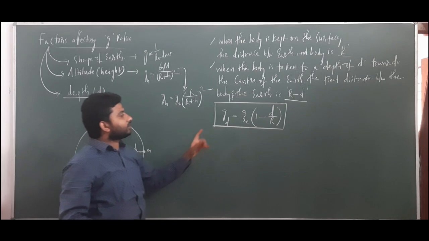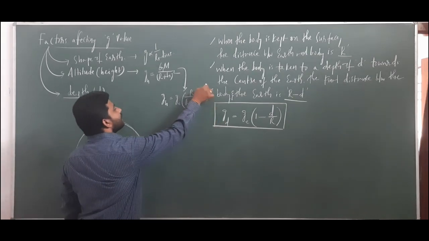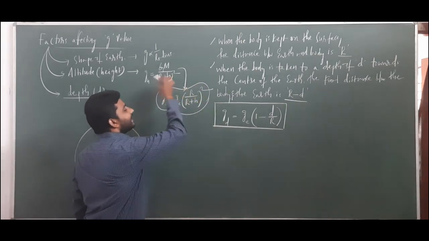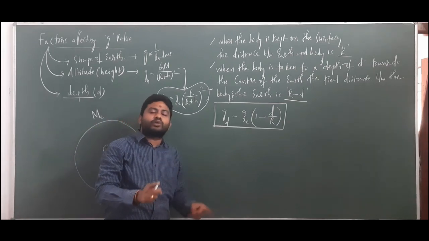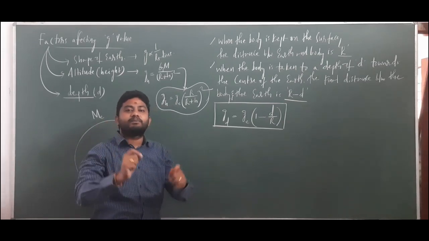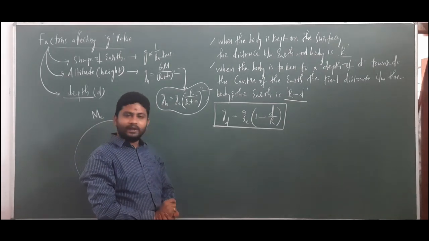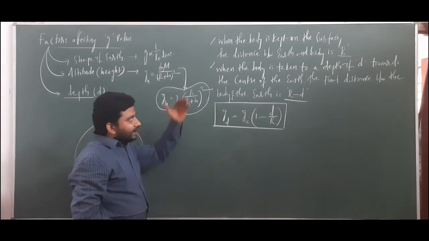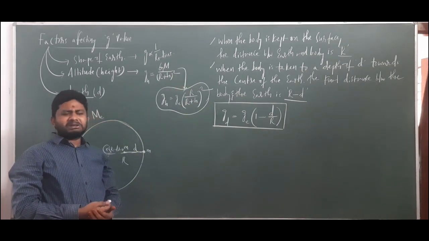So acceleration due to gravity at some depth is this one. Acceleration due to gravity at some height is this formula. These two formulas are very, very important formulas. Okay? Clear? Now, continuation of this, listen to me carefully.